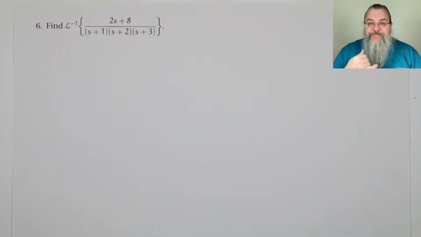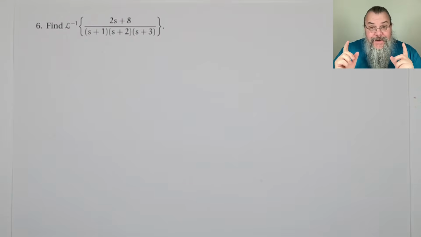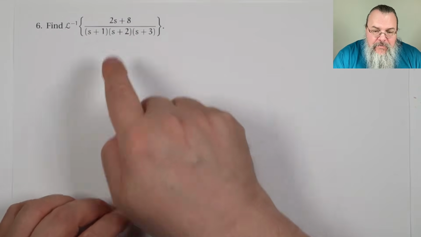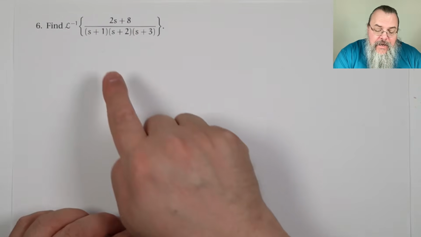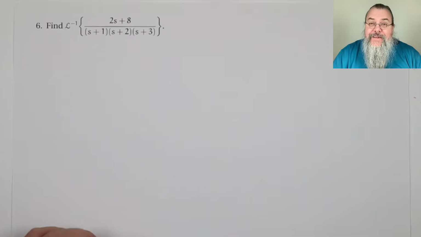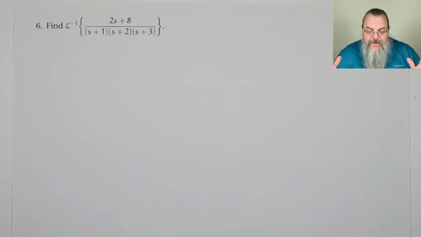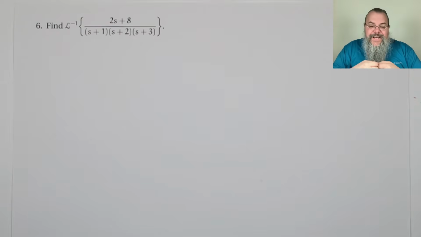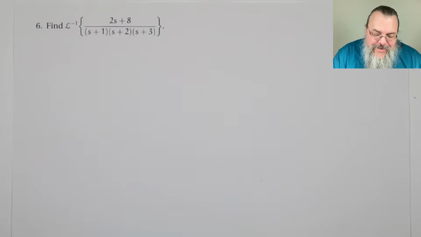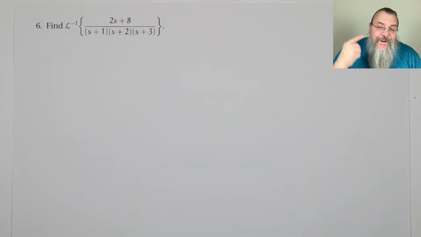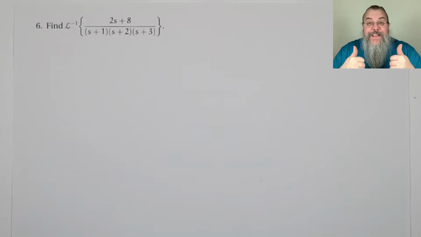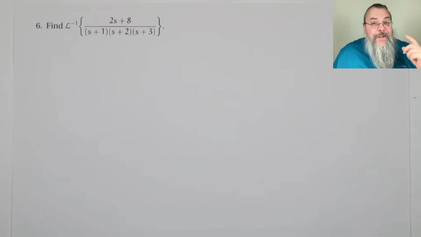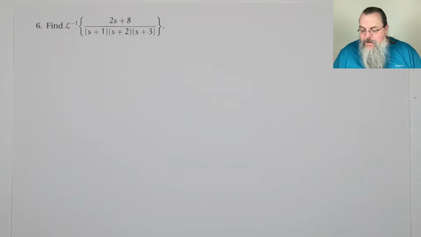Number 6. Find the inverse Laplace of, we have 2s plus 8 divided by s plus 1 times s plus 2 times s plus 3. All right, well, partial fractions, right? Of course, we got to pull this apart. And we see they were very nice to us. They factored because our professors, they like us. And we like them.